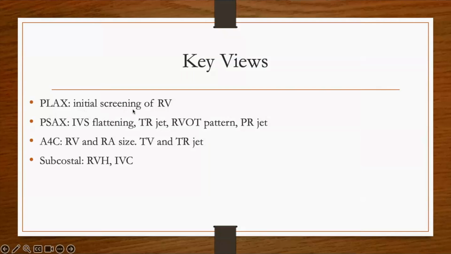As we all do with the parasternal long axis, we do a general screening of the right ventricle. You can have a look at the anterior wall there. With the short axis, we look at any degree of septal flattening, tricuspid regurgitation. We can look at the RV outflow tract and any pulmonary regurgitation. In the apical four-chamber, we can look at the lateral wall, right ventricle and right atrial size, as well as, again, the tricuspid valve. And then subcostal view, we can look at the degree of RVH and the IVC.